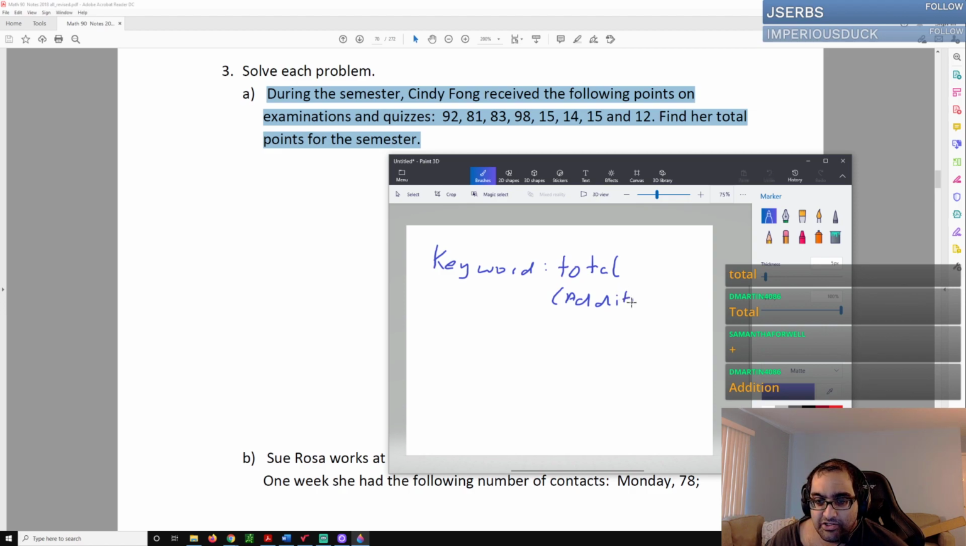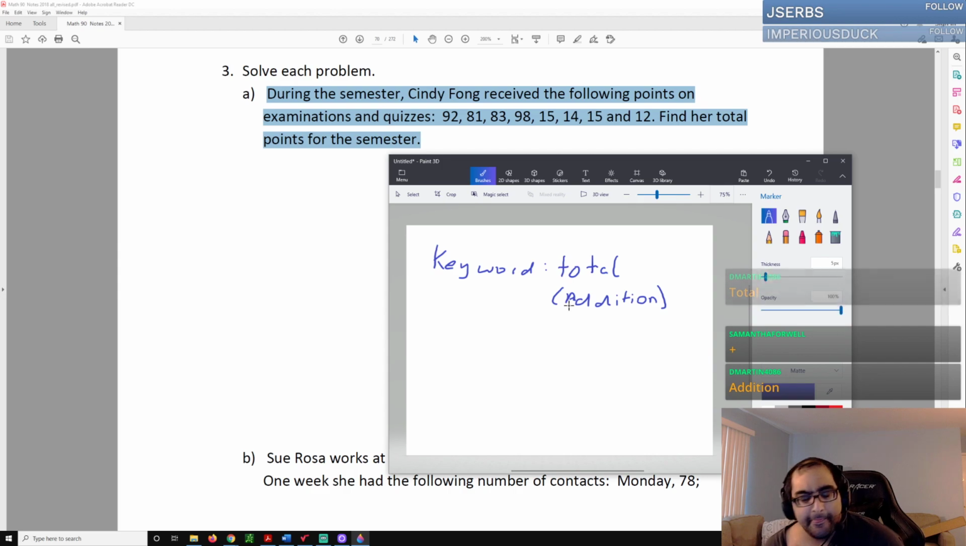Correct. Addition. So we see that keyword there for total. That definitely means addition. All right. So that's really good. At least that's going to tell us a template about what we're going to be using here in this particular problem. Now it says here we have to add up all those numbers that we see there.